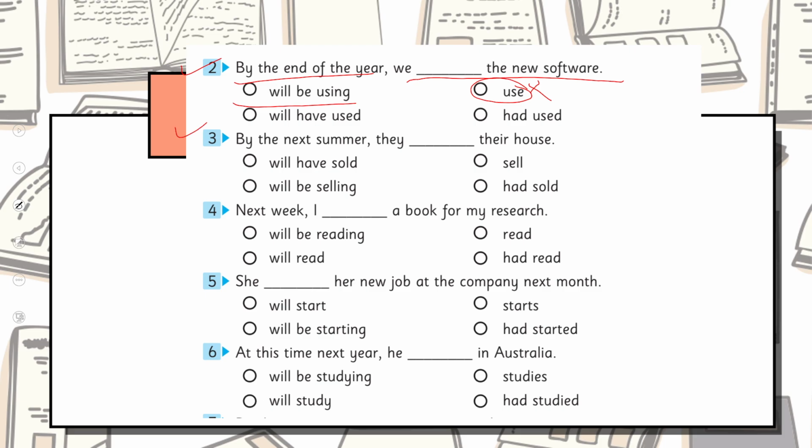This one, last one. By the next summer, again we are talking about future, they dash their house. Will have sold. They will have sold their house. Not sell, because this is not according to the structure. This is for the past. This is not the case over here. We will be selling. So they will have sold. They will be selling. This is in the future continuous, and this is in the future perfect.